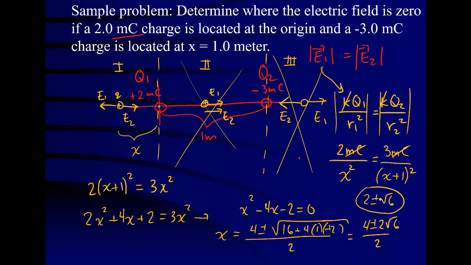Okay, and then we just think about this, and we don't want to have a negative number for this, so our distance would actually be 2 plus the square root of 6. Okay, so our final answer would be 2 plus root 6. And remember, we don't want to have a negative number because a negative number in our case would be heading into region 2. Okay, so that's how we go ahead and solve for where the electric field is 0.